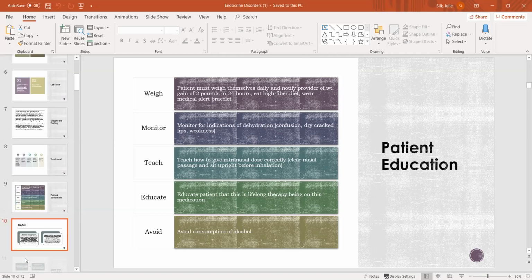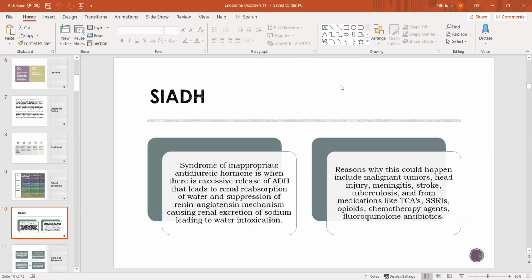Okay, so SIADH. What this stands for is Syndrome of Inappropriate Antidiuretic Hormone. So in this one, instead of having too little of ADH, now we have too much of it. So we're overproducing it. And remember we said with diabetes insipidus, that person is producing a ton of urine. So what do you think this person would be doing in SIADH? Very little. Yeah, they're not going to be putting out as much.